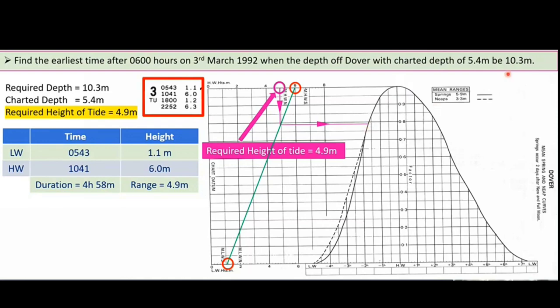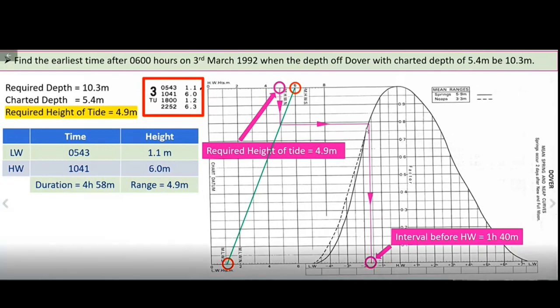So don't worry about the range now, because whether it's 5.9 spring here and 4.9 for our case, when there is only one curve, you shall come up to the curve that is there. Now from here, you come vertically down onto the base scale, and you read off this interval from here. And the interval happens to be, when you read up from here, 1 hour 40 minutes before high water.